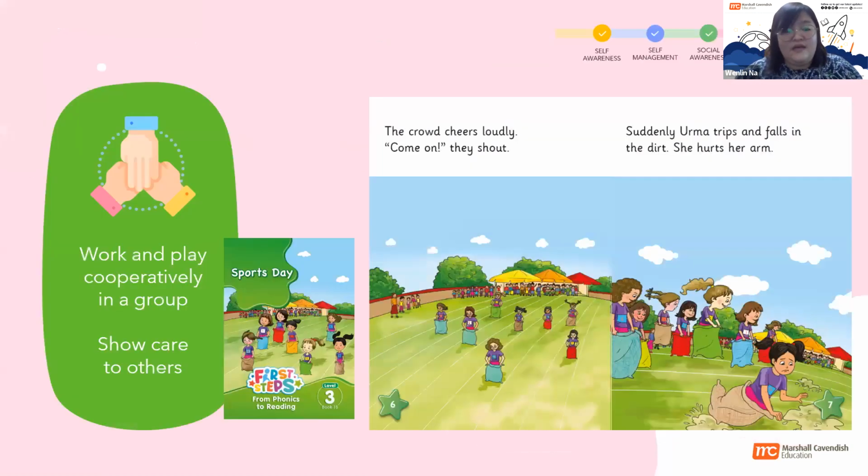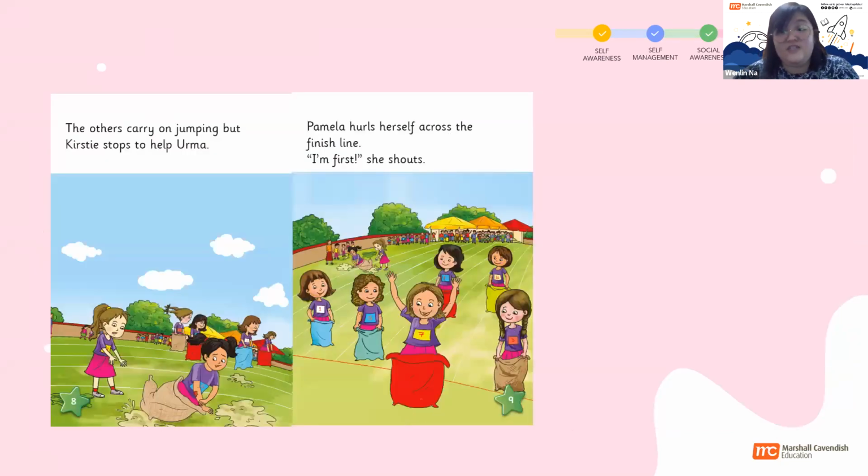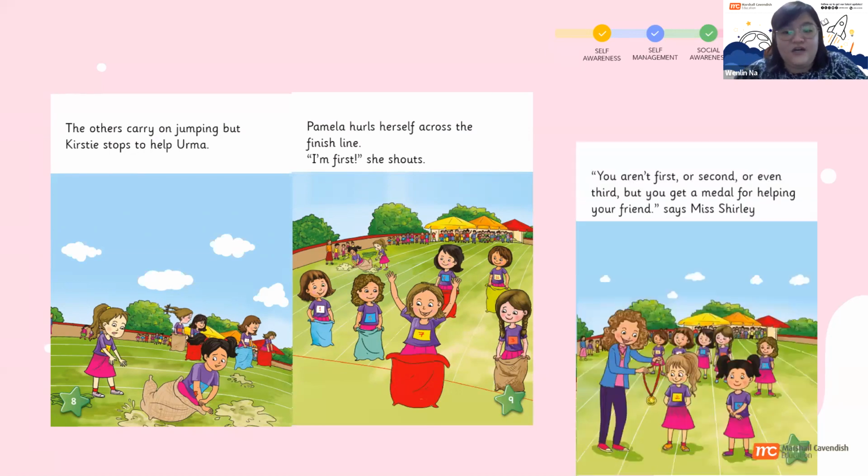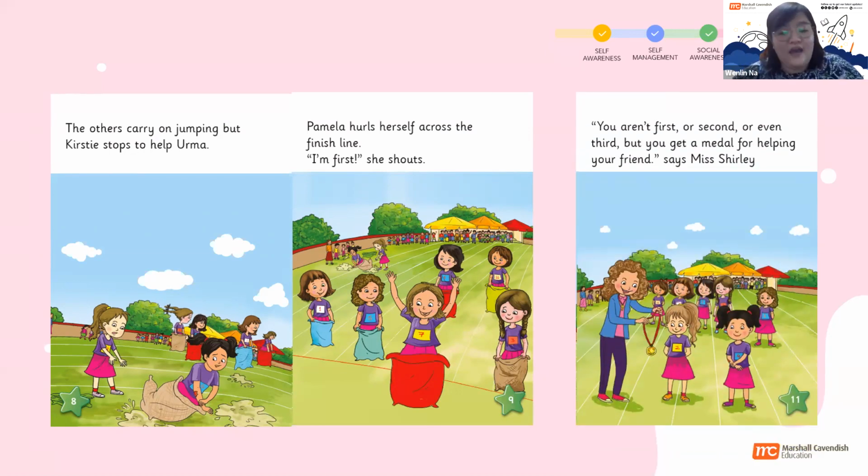All right, so in this First Step Reader, Sports Day, it illustrates how the girls work together in a competition. But when a teammate fell, like when Irma fell, one of the children, Kirsty, actually stops to help, even though the rest of the classmates continued jumping. This led to her winning a medal from her teacher, and showed that caring for a teammate is equally important as winning the race.